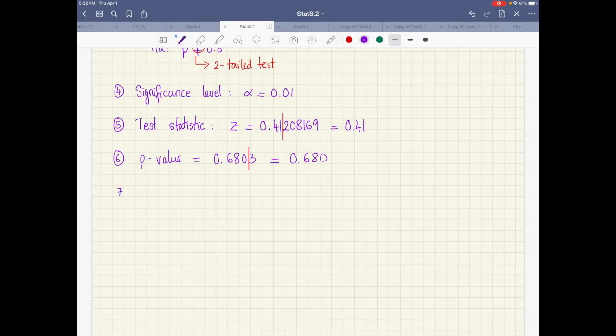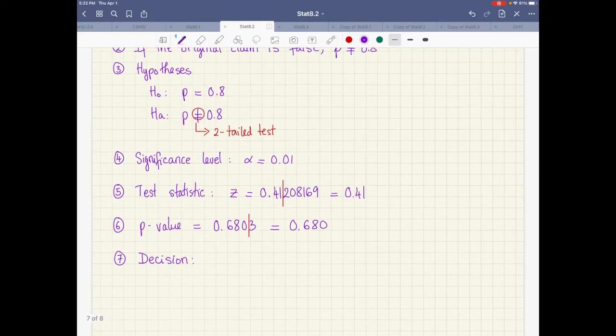Step 7, I am going to make my decision whether or not I reject H0. In order to make your decision, all you do is compare your p-value and your alpha. The p-value is 0.680, which is greater than alpha. That means I do not reject H0.